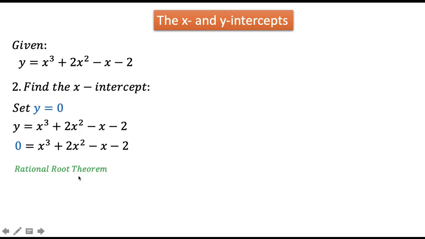So let's start with writing the factors of our p, which is in this case the negative 2. So the factors are positive 1, negative 1, and positive 2, negative 2. Then the factors of q, which is the numerical coefficient of our leading term, which is 1, are positive 1 and negative 1. To simplify them, this will be our rational roots, wherein the x-intercepts can be any of them: positive 1, negative 1, positive 2, or negative 2. So we're going to test them by using the remainder theorem.